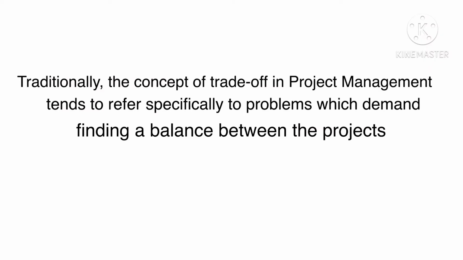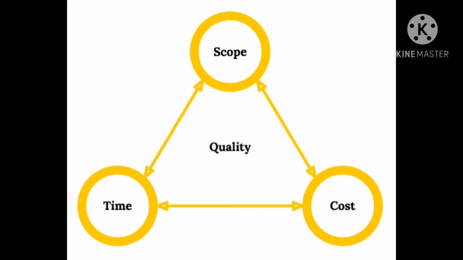Traditionally, the concept of trade-off in project management tends to refer specifically to problems which demand finding a balance between the project's time, cost, and scope. What is time, scope, and cost in a project?